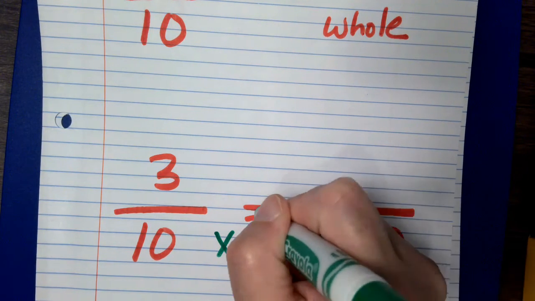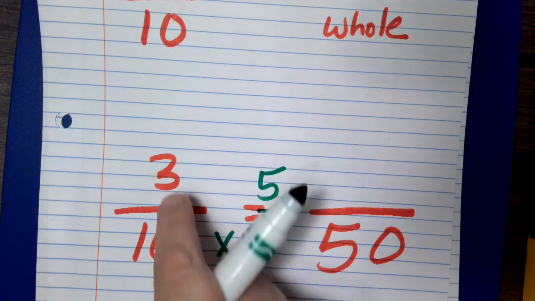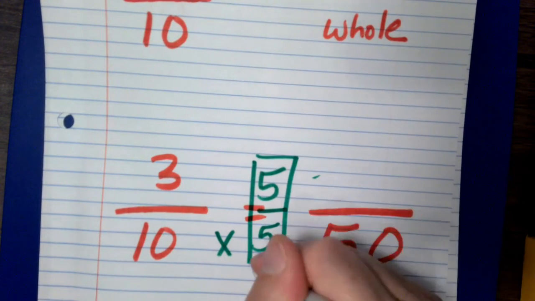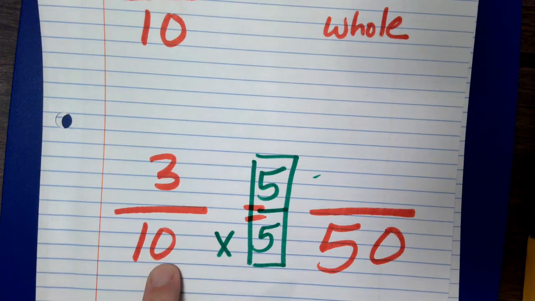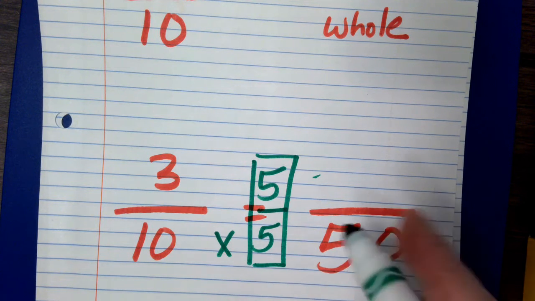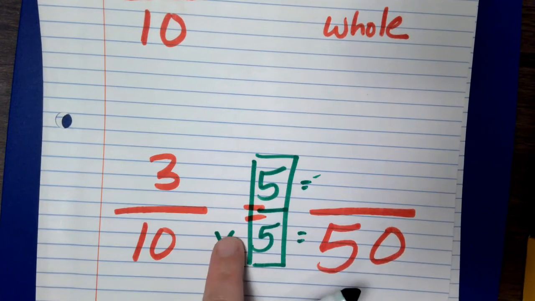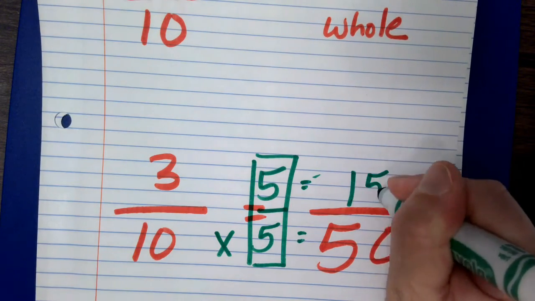So we are going to multiply the 3/10 times 5 over 5. And we learned earlier that we're really multiplying by 1, right? So 10 times 5 is equal to 50. Now I'm going to do to the numerator 3 times 5 and get 15.